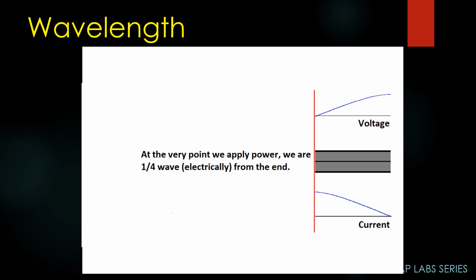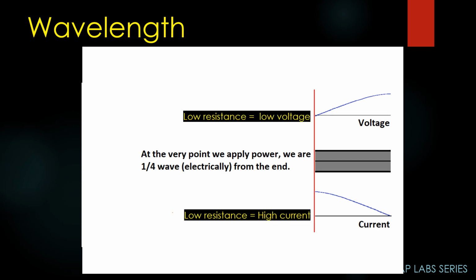So at the very point we apply power, we are one quarter wave electrically from the end. And what we have is a very low resistance, so we have low voltage, and a very low resistance, so we have high current. This means we have a very low resistance. We have an electrical short at that point. This means that at the frequency that we're applying power, which is 296 megahertz, at the end of this quarter wave stub, we perceive a dead short.